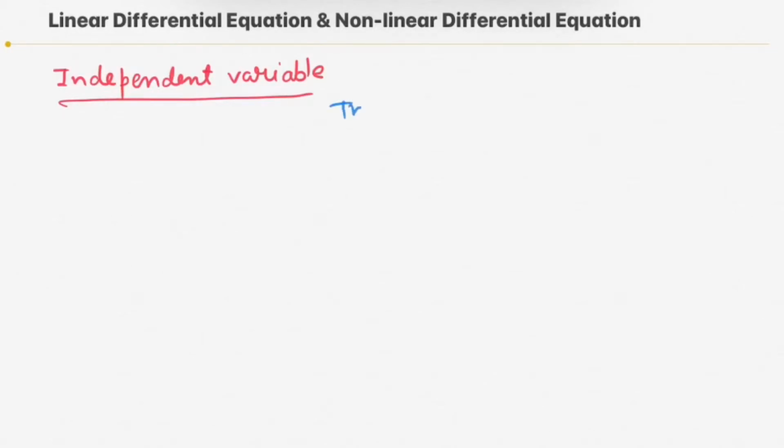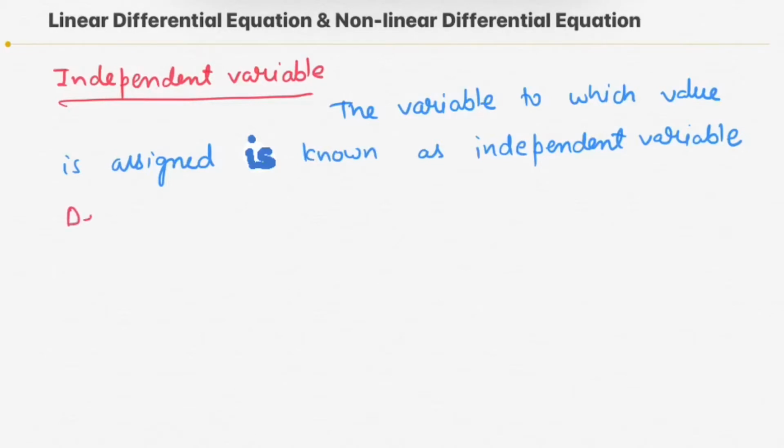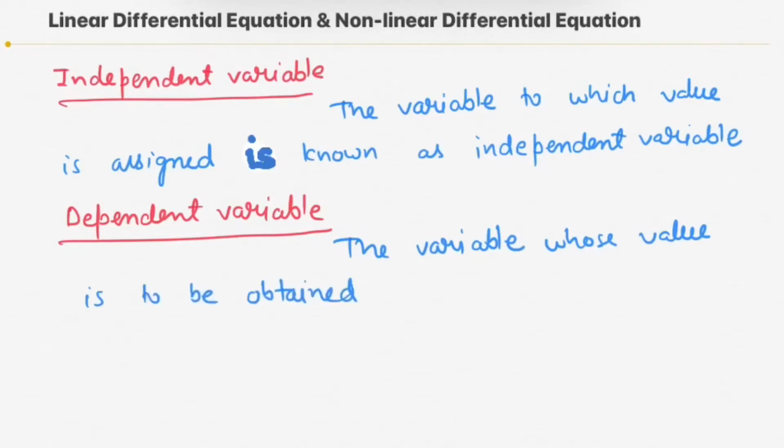So let us see the definition of independent variable first. The variable to which value is assigned is known as independent variable, and dependent variable is the variable whose value is to be obtained is called dependent variable. Let us see an example.